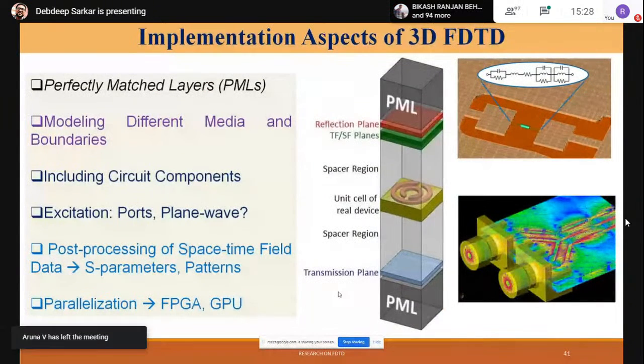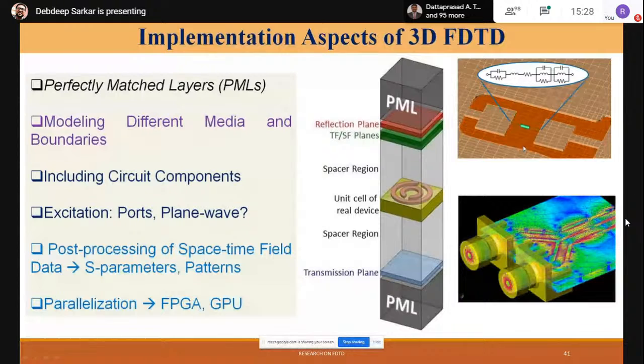Of course, there are several issues, like we have to implement media with loss. Let's say we want to have a planar circuit, so we want to include circuit components. There are ways to do that, for example in a filter, we may want to implement a varactor diode, or a chip kind of resonator. How to model all these things in FDTD is a dedicated theory.